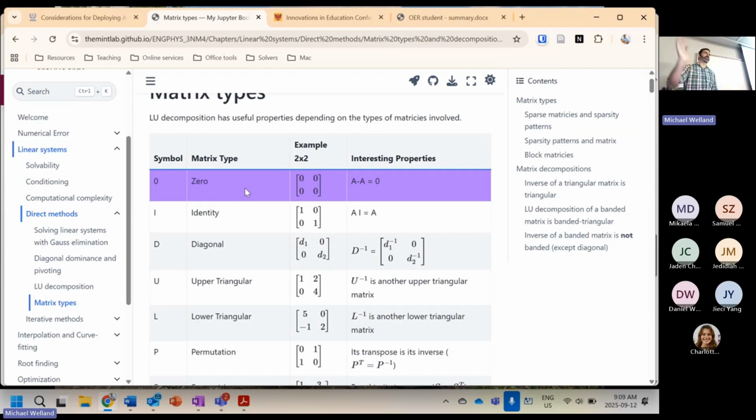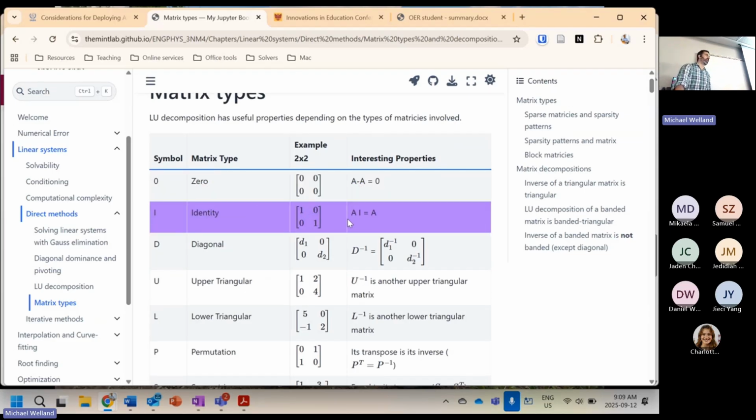Slam through these guys. Zero matrix, obvious. Identity matrix, also obvious at this point.